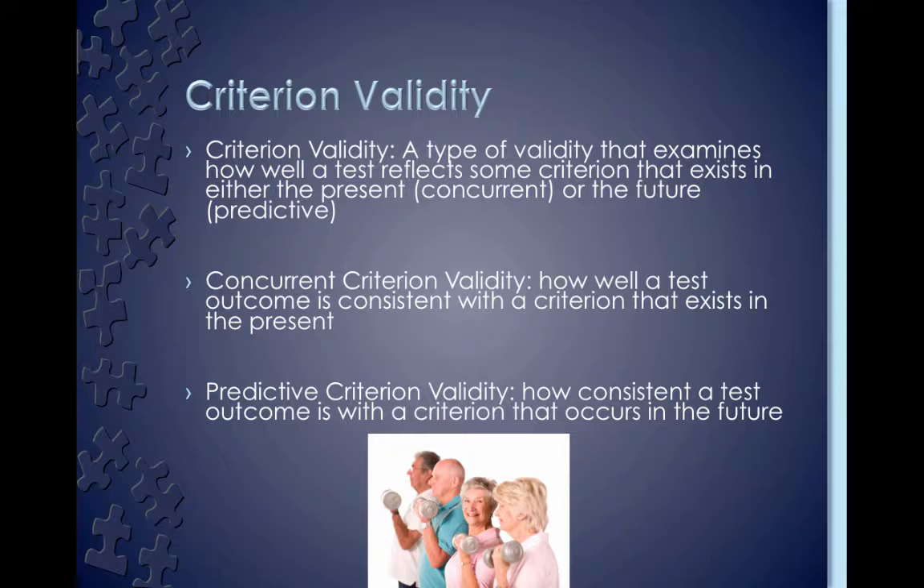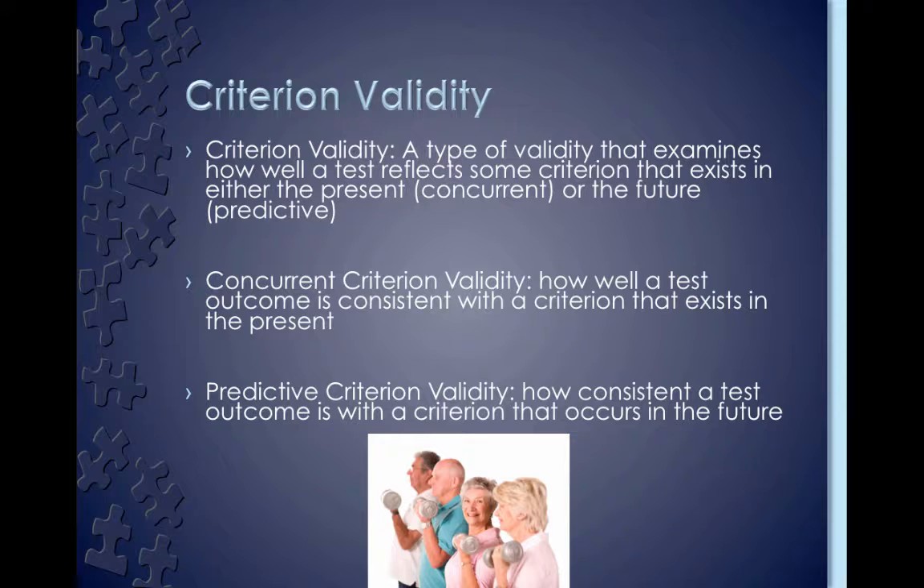Well, we have concurrent criterion validity, because the criterion that exists in the present is the current diagnosis that the physician just gave, and the test outcome that is consistent with that diagnosis is my questionnaire that said, yes, ding, ding, ding, you have fibromyalgia. My questionnaire has concurrent criterion validity.